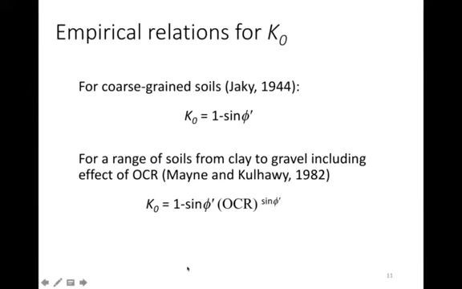So there are a lot of different empirical relationships to determine what K naught can be for soils. For coarse-grained materials, sand, typically the relationship is 1 minus sine phi. Remember, this is the friction angle from our triaxial testing. For clays, if you know the overconsolidation ratio, then you're able to use this correlation, and these are the two most commonly used correlations to determine K naught.